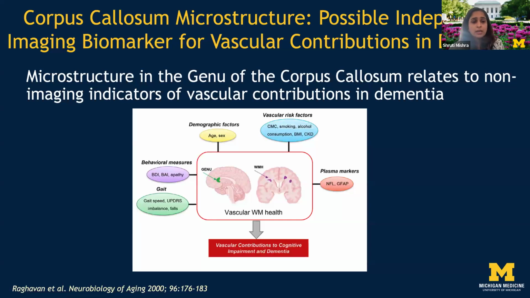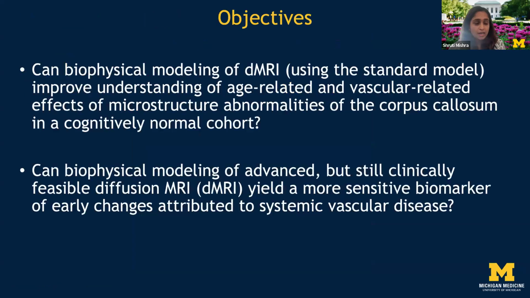In this particular study, they were focusing on the measure of fractional anisotropy from DTI, that they found relates in a large community-based sample to various non-imaging indicators of vascular contributions as well, looking at plasma biomarkers, behavioral measures, gait, as well as various vascular risk factors. So hopefully I've convinced you that looking at the corpus callosum is important biologically for understanding vascular-related changes that occur.